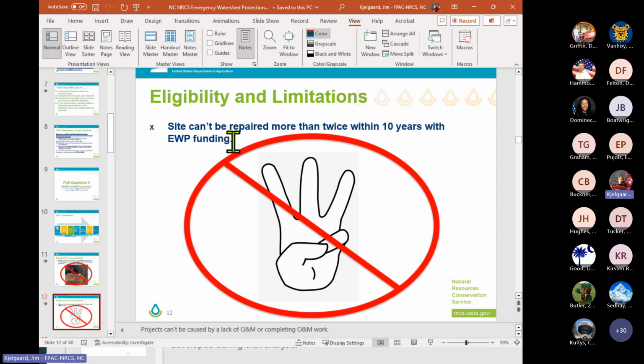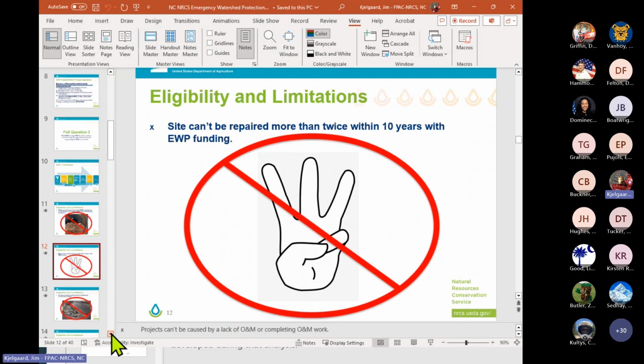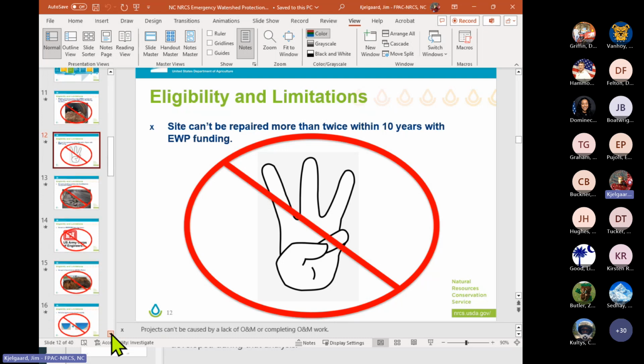But for EWP, say we put some rip-rap slope on a site, and we can't have it repaired more than twice. If that happens, that just means EWP is not the answer. It needs to have some sort of real, not emergency measure, but a more permanent measure put into place.